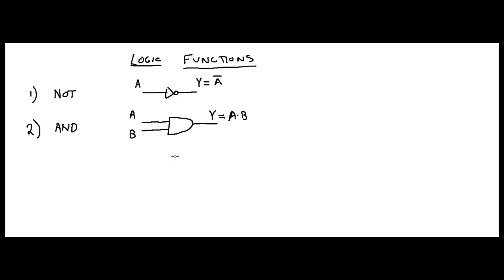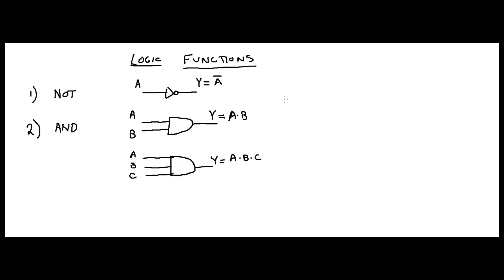What about this? What would you think if I wanted to make a three input? One here, and one here, right? This is A, this is B, and this is C. And we come out to Y, all right? What's Y going to be equal to? A dot B dot C, right?